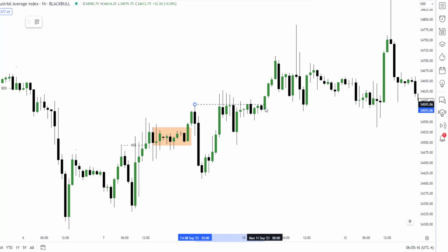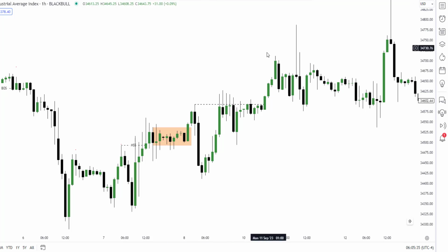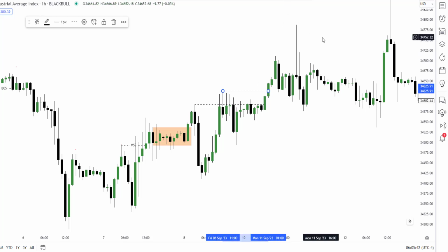We did not close above it, and this is the new high. We closed above this guy. All right, that is where our break of structure happened. A break of structure right here, just above this guy. So every time you're doing this, please make sure you map out this area.